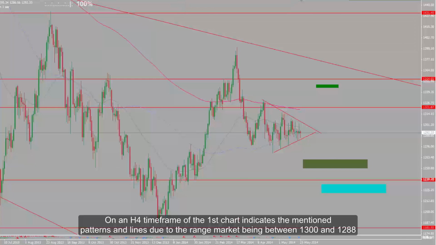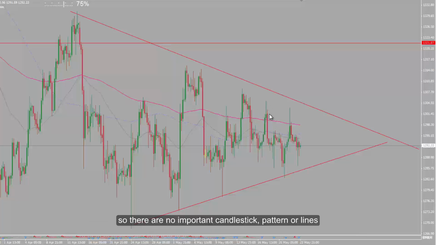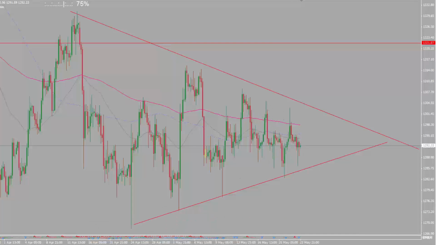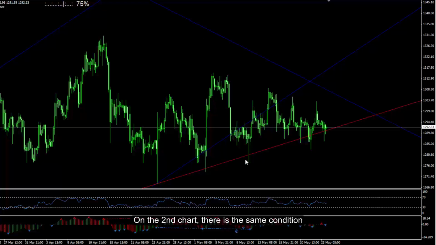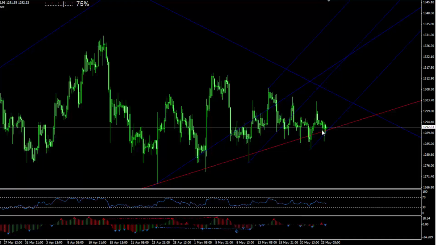On an H4 time frame, the first chart indicates the mentioned patterns and lines. Due to the range market being between 1300 and 1288, there are no important candlesticks, patterns or lines. On the second chart there is the same condition, only a bullish Andrew's pitchfork can be placed, in which the third pivot is not formed yet.